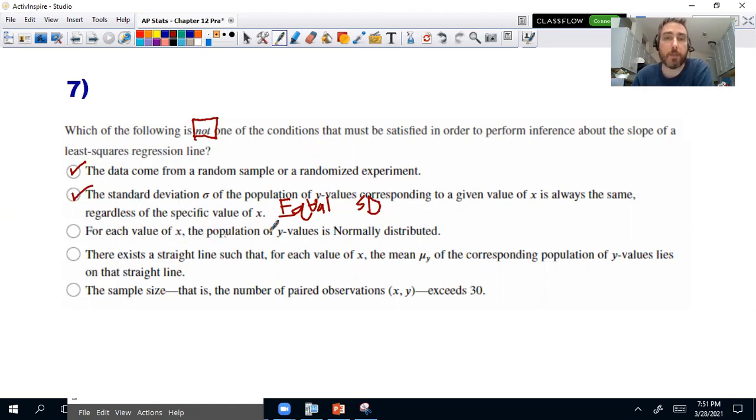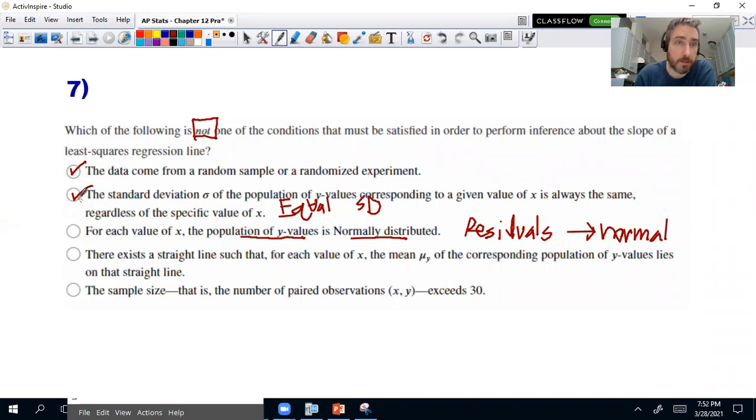For each value of X, the population of Y values is normally distributed. So you want your residuals to be normal. That's a good thing. So we're going to say that's a good condition.